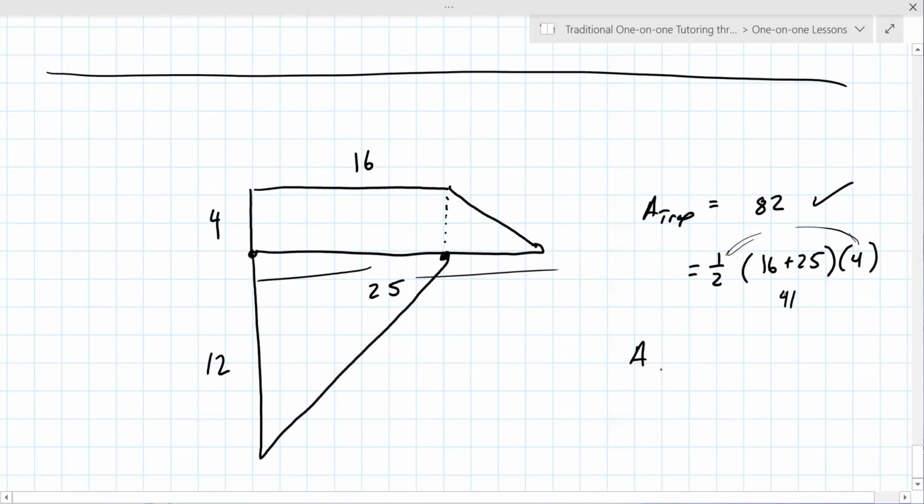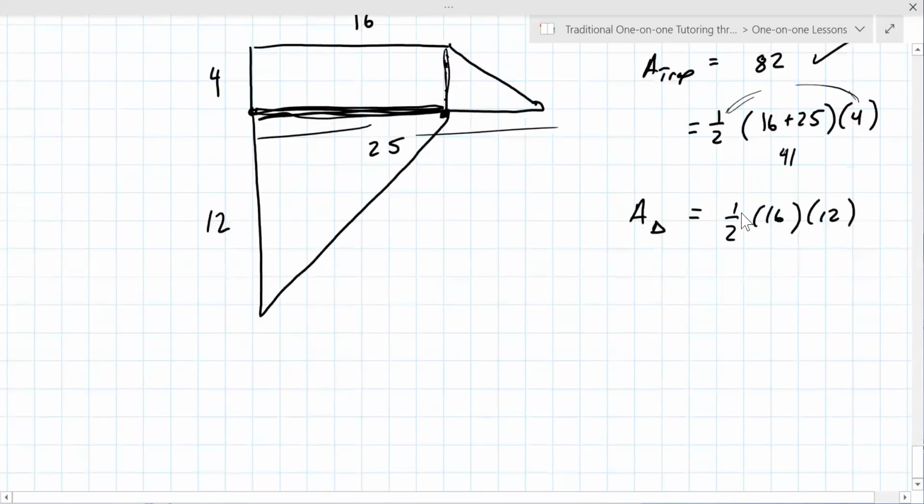How about the area of the triangle? For the area of the triangle, I got 96. So the area of the triangle is 1/2 base. The base is actually 16. Did you see that? The base is this right here. Times 12, the height. And if we take half of 16, because that's the larger number, 8 times 12 is 96. I think you said that. Yes, I did. Perfect.